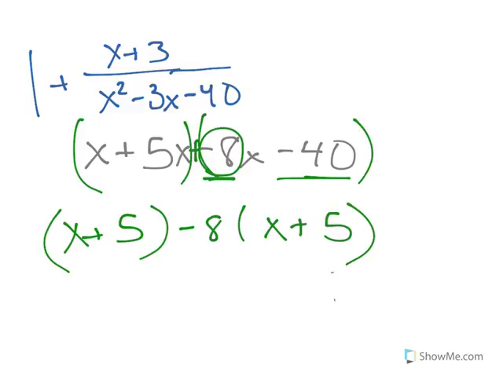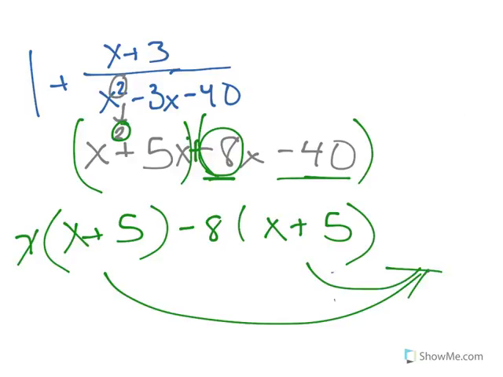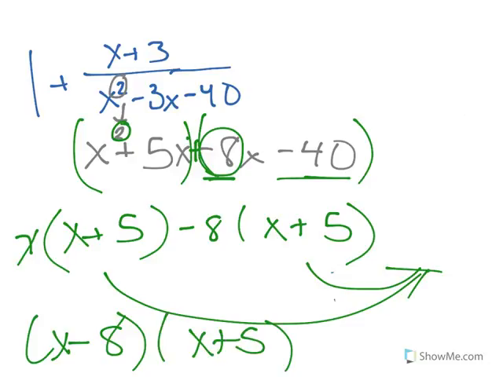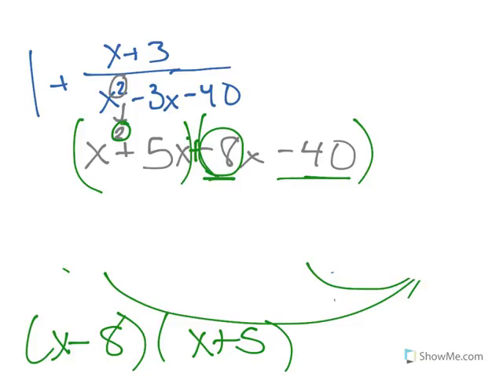Oh, so sorry. Remember that here is a square right there. And so here actually we need to factor out an x from here. So we can factor out an x, and we get that. And so we just do the distributive property in reverse. We take out the x plus 5, and we're left with x minus 8 times x plus 5. And those are our two factors of x squared minus 3x minus 40.